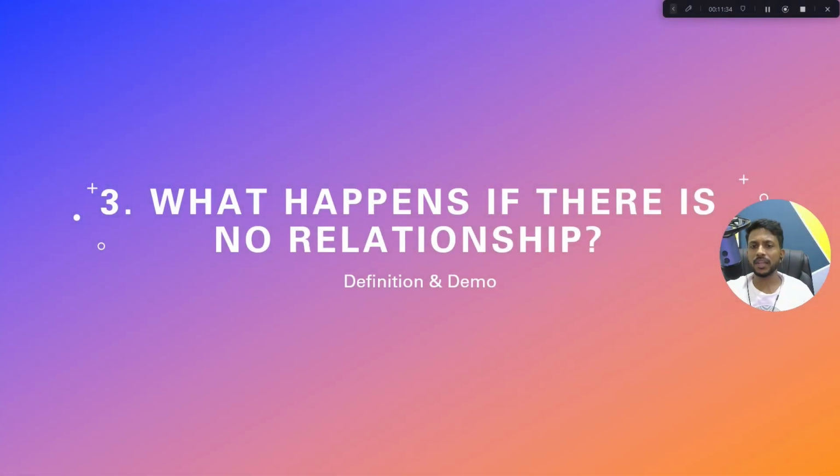So what happens if there is no relationship at all? We understood that since we are breaking the tables from denormalization to normalization, there are multiple tables splitting across, and again we are trying to have a lookup. If we wanted to look up that particular data, what happens if there is no relationship?